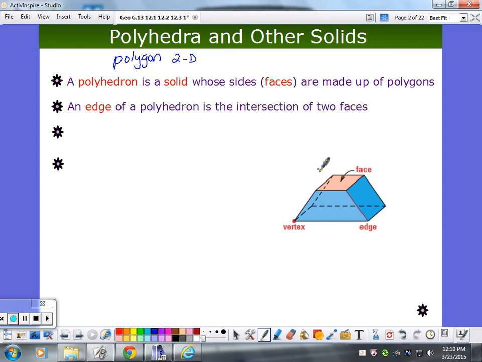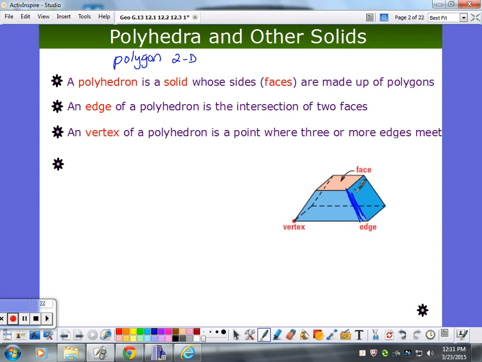An edge is when two faces meet, so this is an edge right over here, here's one of the edges. A vertex is the point where you get the edges meeting up. Over here, three or more of them meeting up. So if we're looking at this particular solid, this polyhedron, how many faces are there? You can just count them. How many? One, two, three, four on the sides. Plus you have the top and the bottom, there are six of the faces.